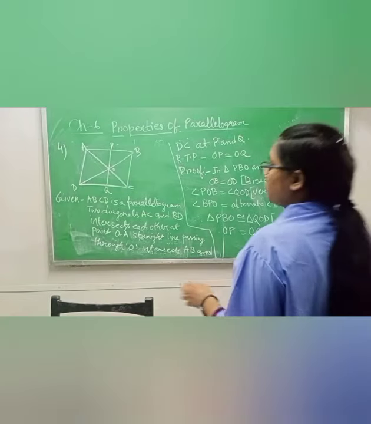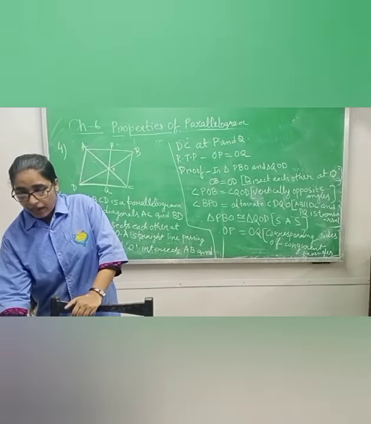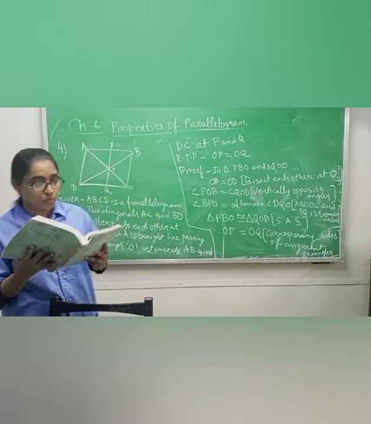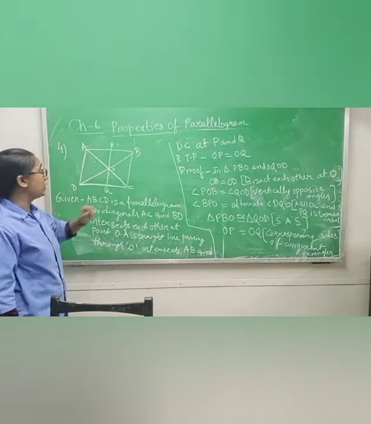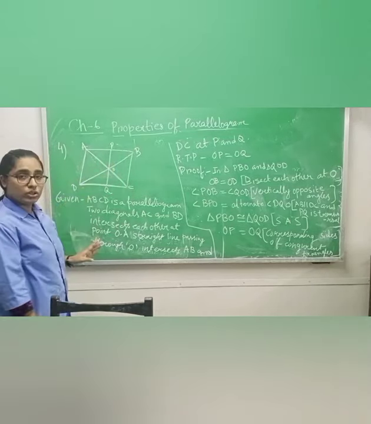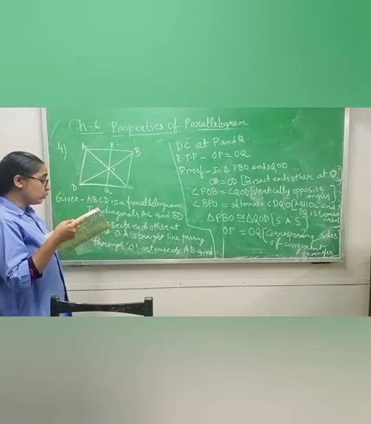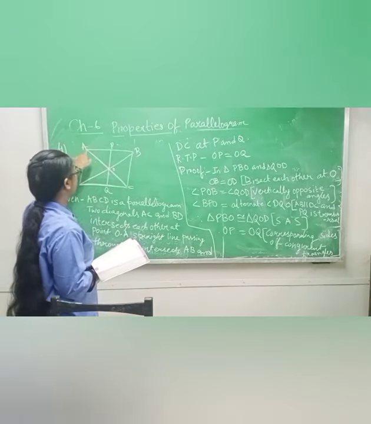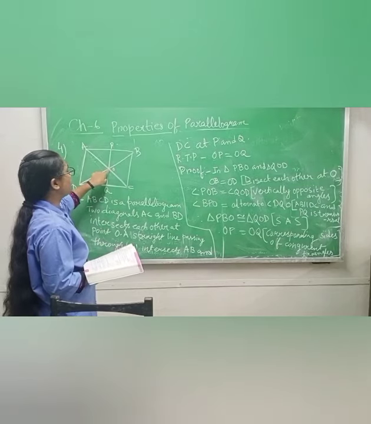Now class 9, read question number 4. The two diagonals of a parallelogram ABCD intersect each other at the point O. First, I have to make one parallelogram ABCD. They are saying that the two diagonals intersect each other at the point O. So we know that AC and BD are the two diagonals and they are intersecting at this point O.